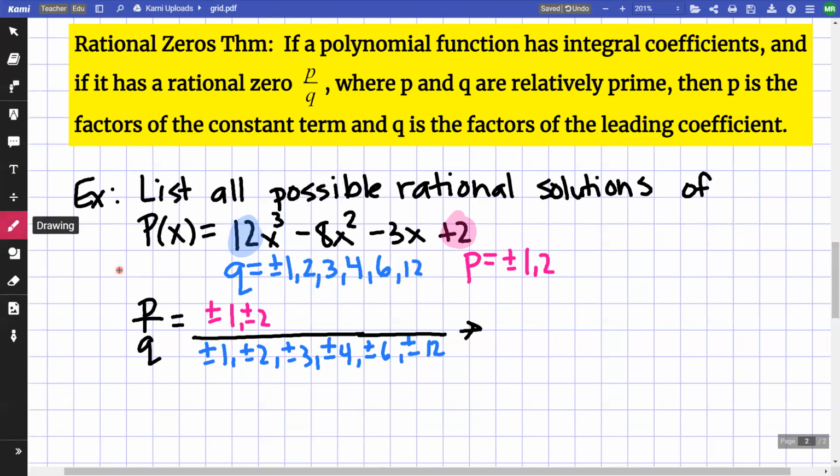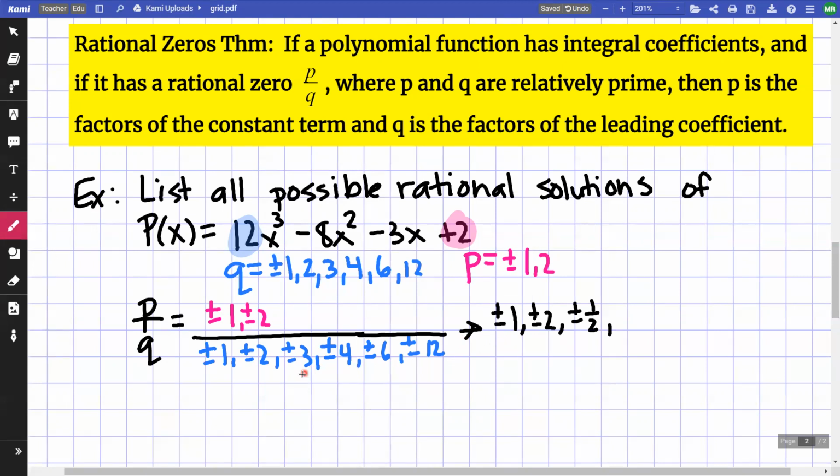So then when I list them out, I'm going to take all the different combinations. I'm going to put my 1 and 2 over each of these different denominators. First I'm going to put them over 1, and that's going to give me a positive, negative 1 and a positive, negative 2. When I put them over 2, I'm going to get a positive, negative 1/2, and 2 over 2 is a 1. I already have that. I don't need to list it again.